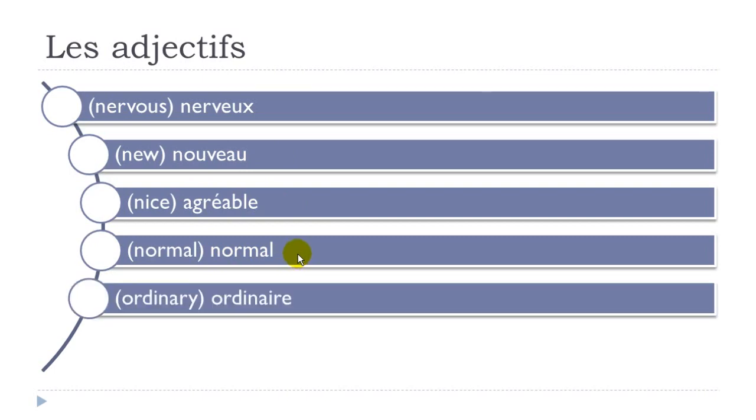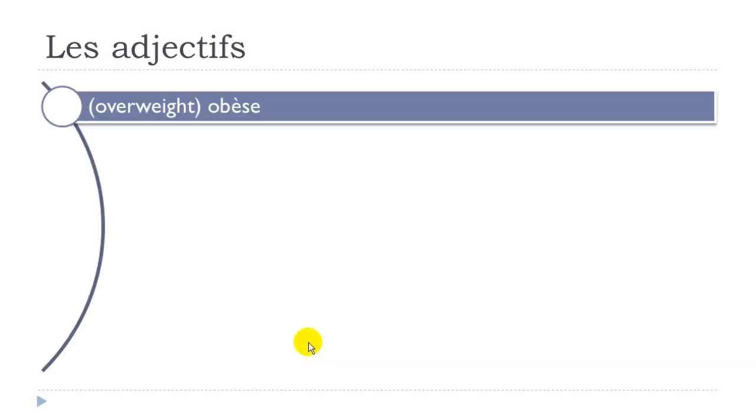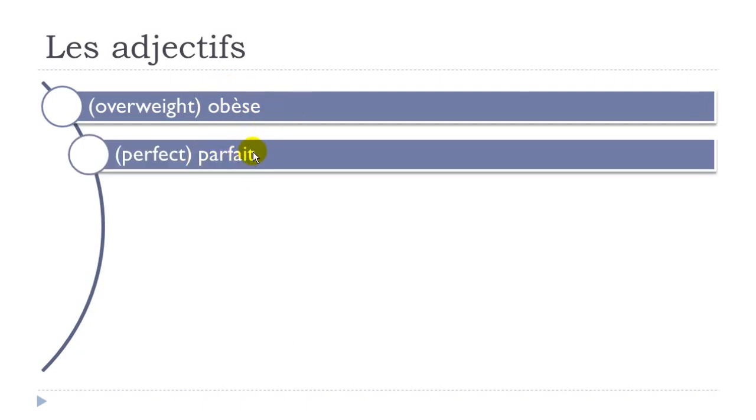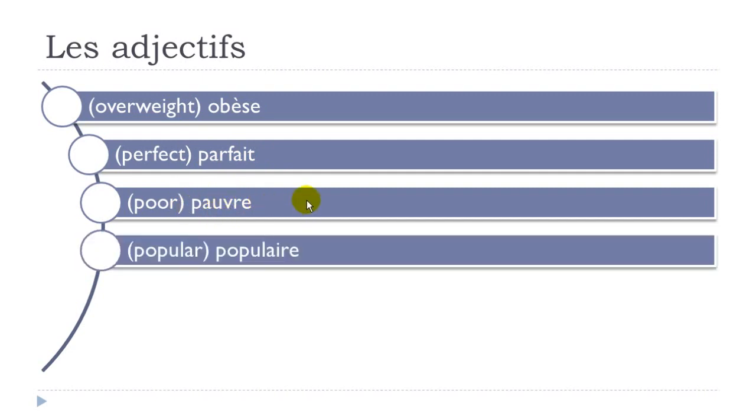Normal. Ordinaire. Don't insist on the final E. Ordinaire. Organisé. E accent aigu et organisé. Obèse. Remember, E accent grave est obèse. Don't insist on the final E. Parfait. Final T not pronounced. Parfait. Pauvre. A, U together will produce this O sound. Pauvre. Populaire. Populaire. Don't insist on the final E. Populaire.